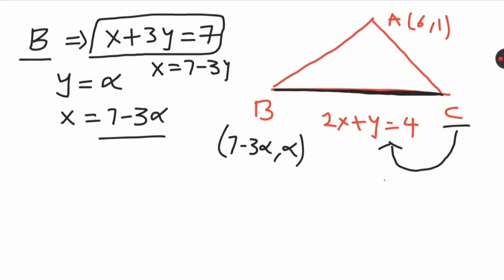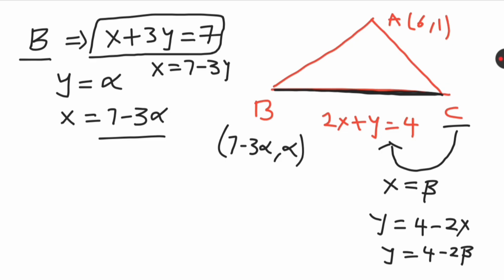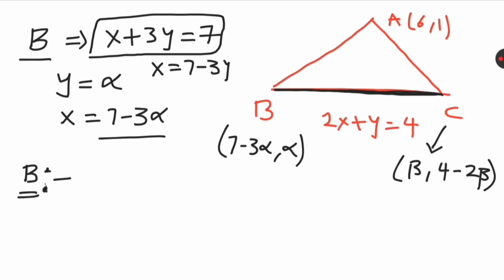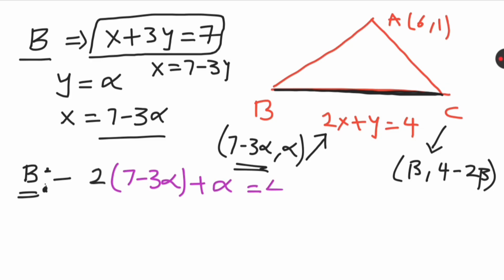Here if we consider x as beta, then y is going to be 4 minus 2x. That means the y coordinate is going to be 4 minus 2 beta. So the C point is beta comma 4 minus 2 beta. These B points you have to substitute in this BC line. 2 times x is 7 minus 3 alpha, plus y, so y we have to write as alpha, that is equal to 4.